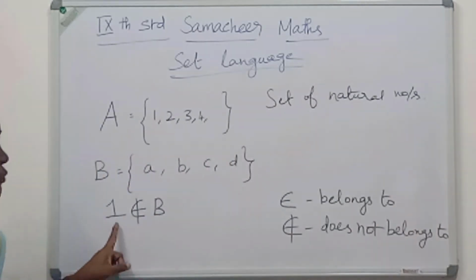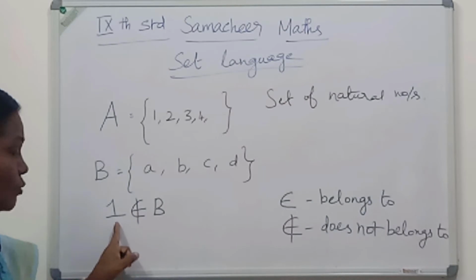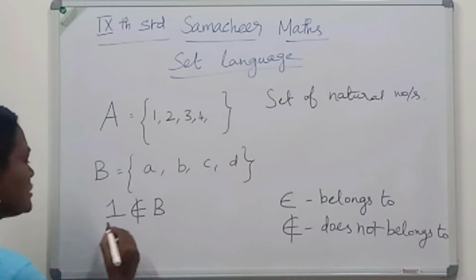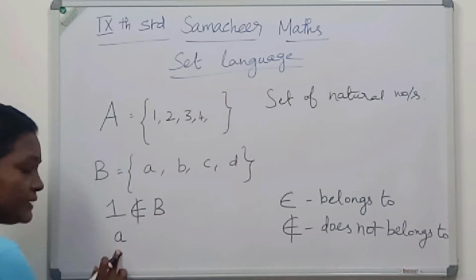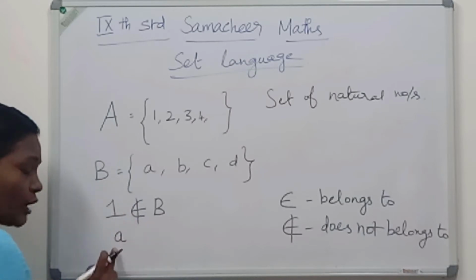Okay, so here the element 1 is not in B, so we can write 1 does not belong to B. The small a, the letter A, here the element A is in the set B. So how do you write that?